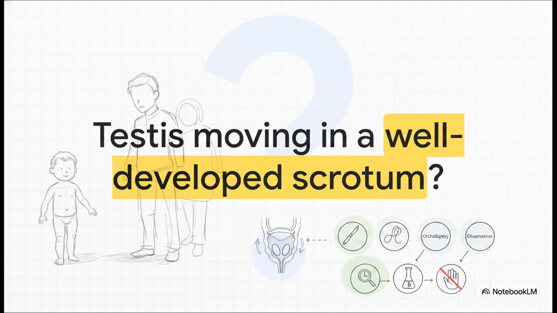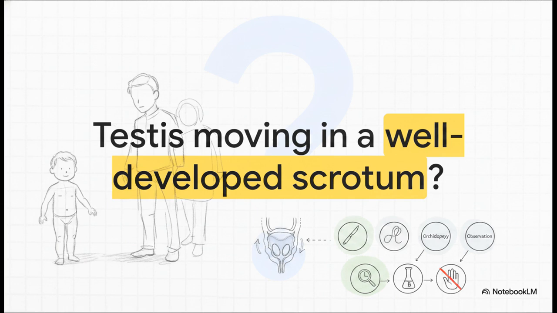An 8-year-old male child is brought to the outpatient department by his parents complaining that his right testis is going in and out of the scrotum. On examination, the scrotum is well developed. What should be the best strategy here? Option A, orchiectomy. Option B, orchidopexy. Option C, observation with follow-up. Option D, beta HCG levels. Or option E, none of the above.